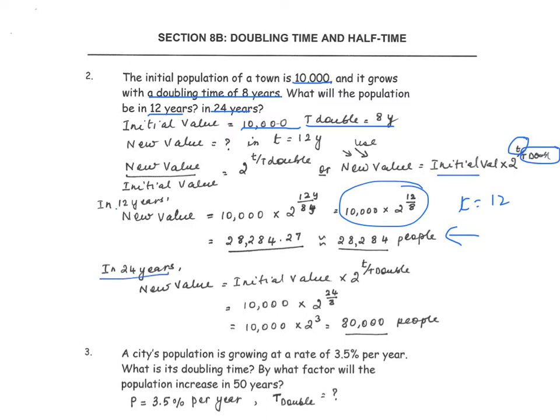In 24 years, the information is exactly the same as far as initial value is concerned. That's always the starting point, which is 10,000. The doubling time is the same because we're talking about the same population. We need to figure out the new value at a different period of time. So the only thing different here is t equals 24. Plugging in all the numbers, that would be initial value times 2 to the t over T double, and we get 80,000 people.